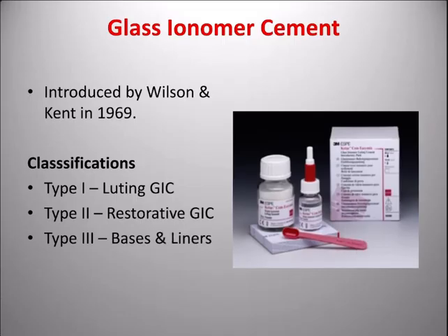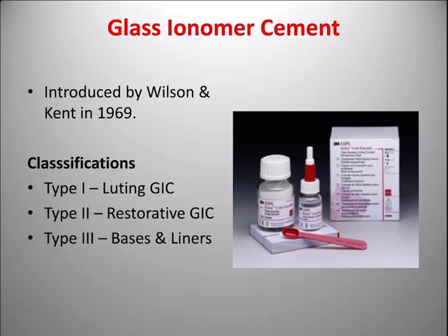Okay. Now coming to the first material, which is glass ionomer cement, very important in pediatric dentistry. It was introduced by Wilson and Kent in 1969. And the major thing is the classification. There are other types of glass ionomer cement also now.